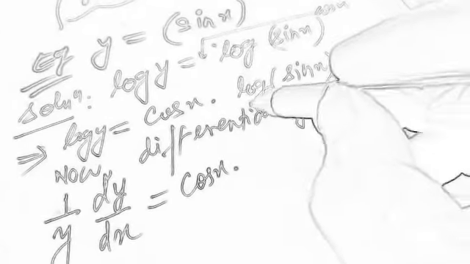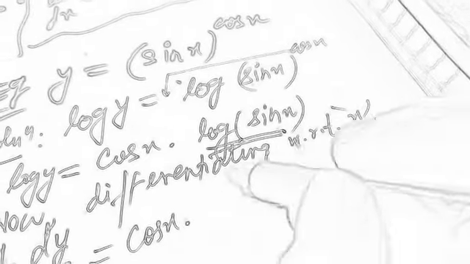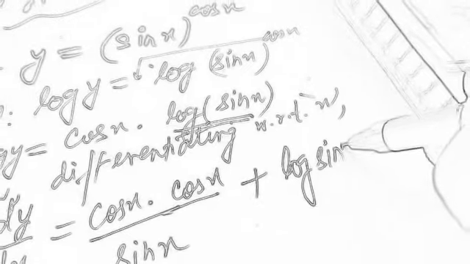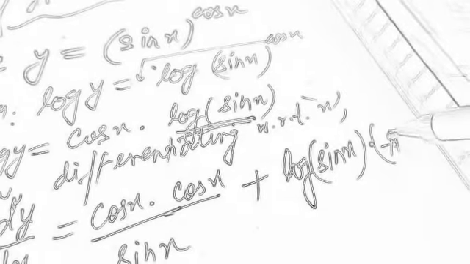So now differentiating with respect to x, we get derivative of log y is 1 upon y dy by dx. It is equal to first function cos x into derivative of log sin x. Again, we have to apply the chain rule. So what is the derivative of log sin x? Derivative of log x is 1 upon x, so 1 upon sin x into derivative of sin x, that is cos x, plus second function, that is log sin x, into derivative of cos x, that is minus sin x.